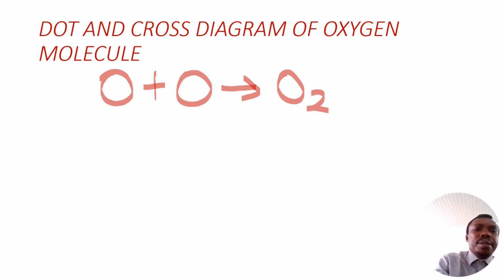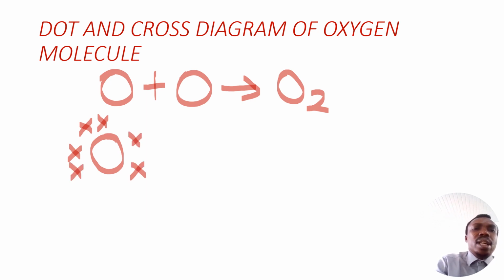So this is oxygen. Oxygen has 6 electrons in the outermost shell. So you have 1, 2, 3, 4, then 5 and 6. Then the other oxygen will come with its own. We are using dots here. 1, 2, 3, 4. Then we'll have 5 and 6.